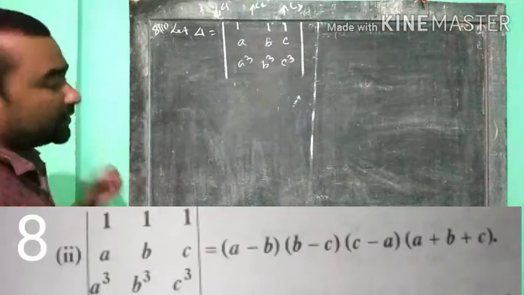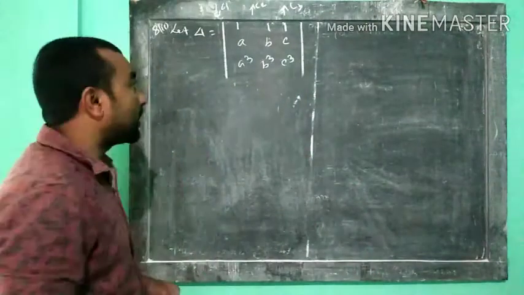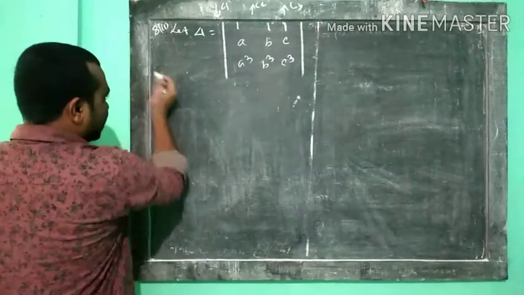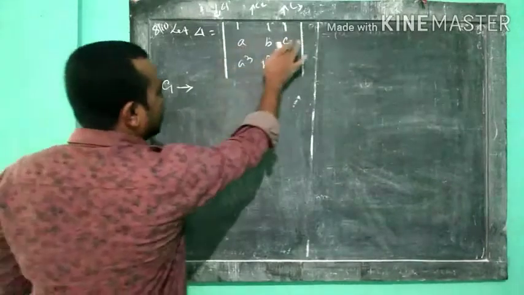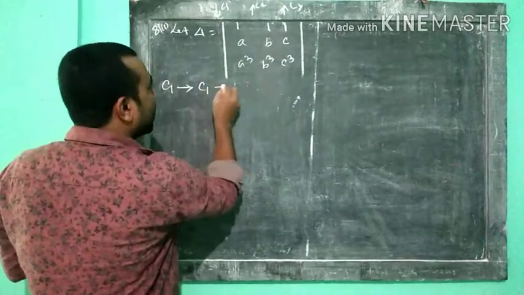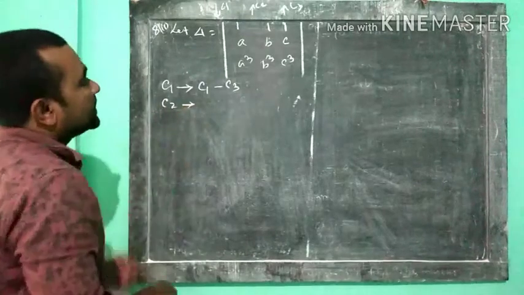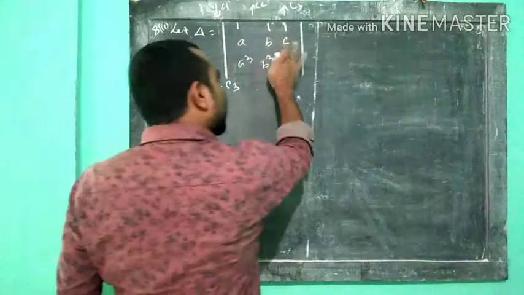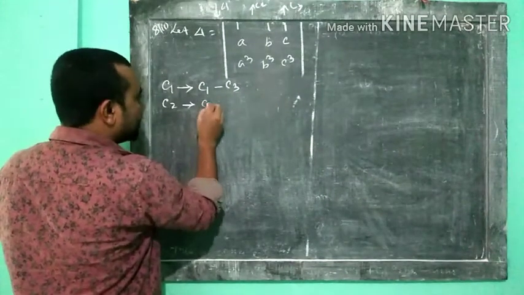Okay. Now what operation do we have to do here? Operating on columns, C1 tends to C1 minus C3, and C2 equal to what? C2 means the second column, which has B, B cube. So we write C2 tends to C2 minus C3.